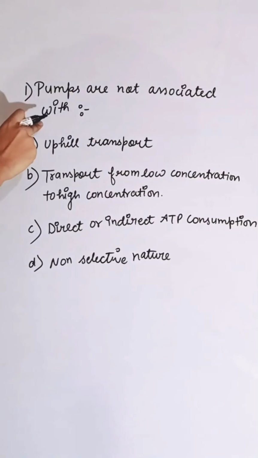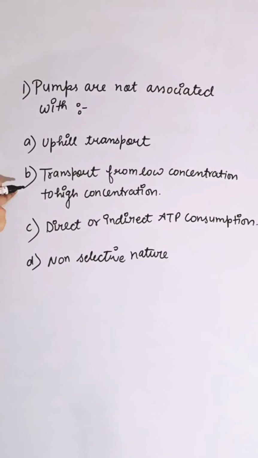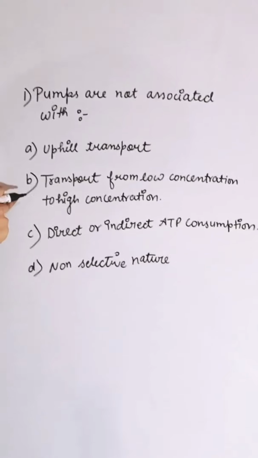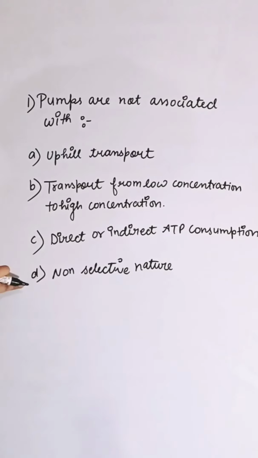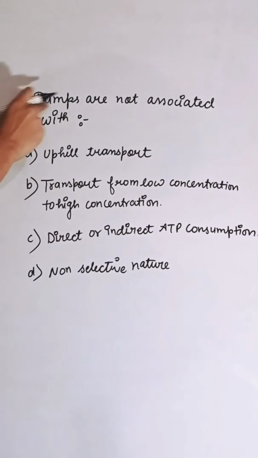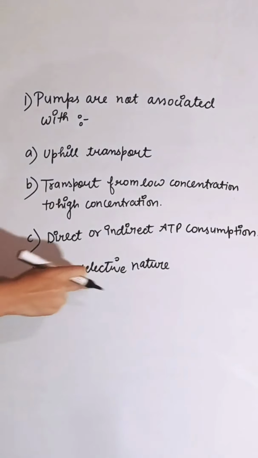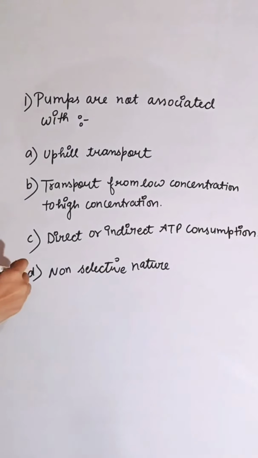Which are not associated with pump protein? First option, uphill transport. Second is transport from lower concentration to higher concentration. Third is direct or indirect ATP consumption. Fourth is not selective nature. These all are associated with pump protein, but not selective nature is not associated with pump protein. So correct answer is D.